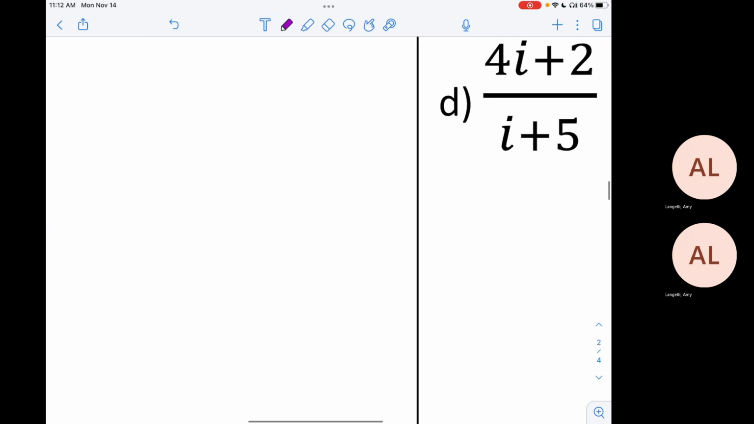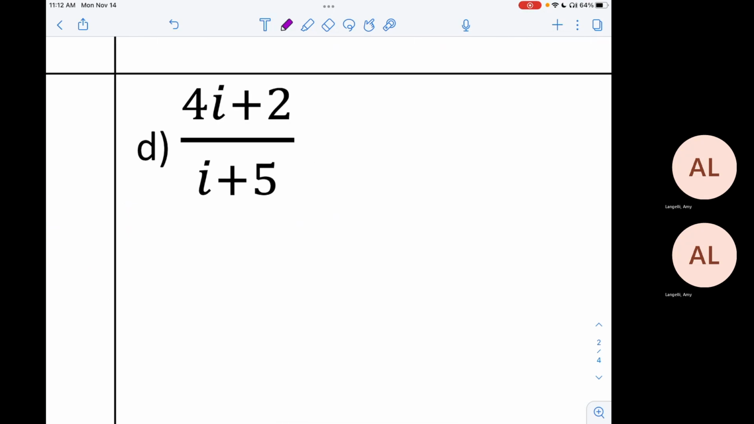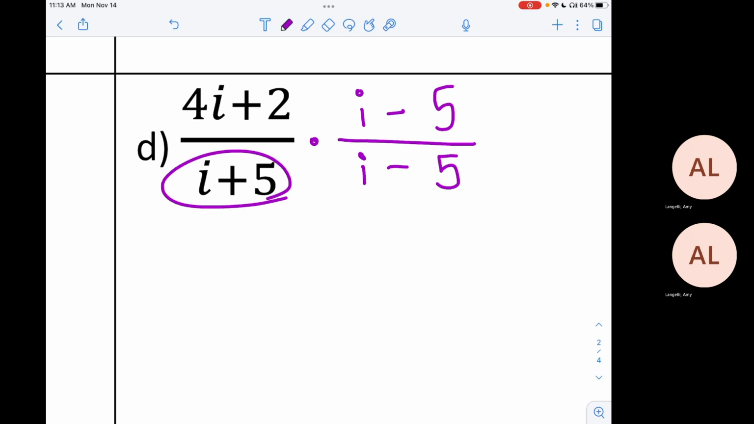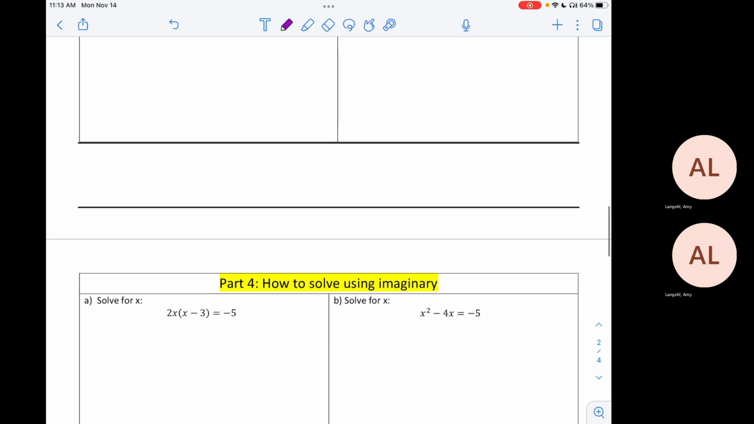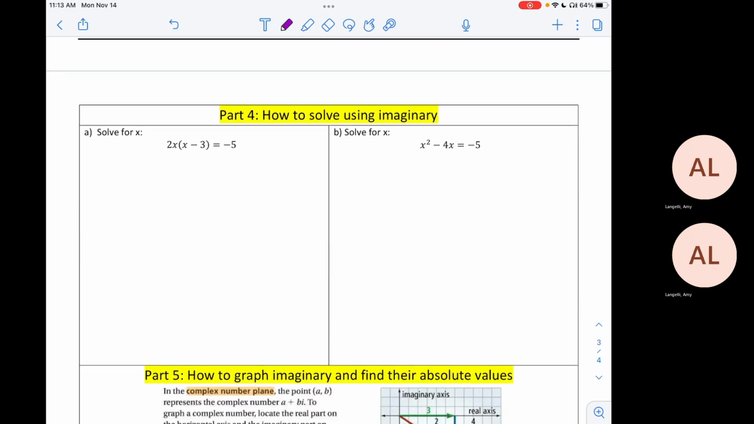What do you guys think you would multiply by in part D? D as in dog. And you're close. i minus 5. i minus 5. And that's called the conjugate. So whatever the denominator is, you do the inverse. Okay. If we have time, we'll definitely come back and do those because this is kind of a new concept. Definitely a new concept.